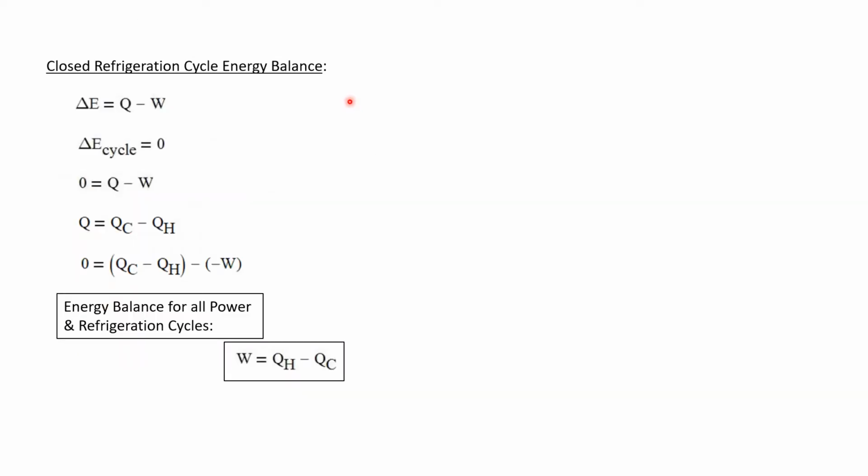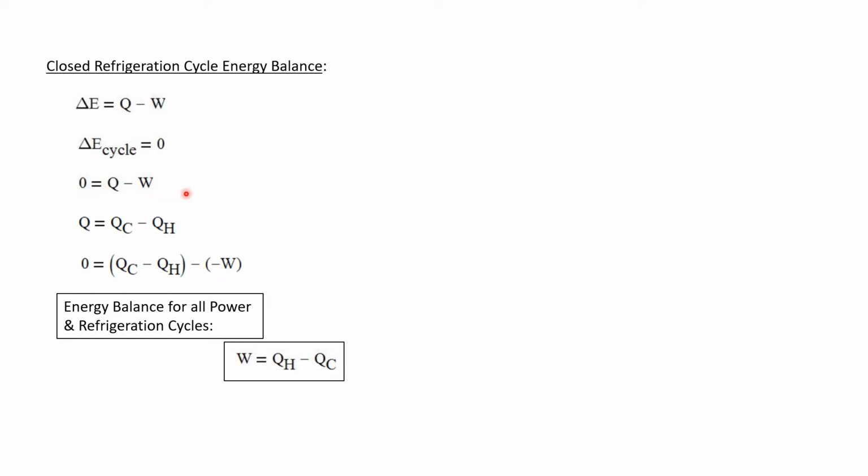Now let's look at a closed refrigeration cycle energy balance. We'll do this at first with just energies and not rates. We know that a closed system has an energy balance of delta E is Q minus W. And delta E for any cycle is 0. And so we have 0 is Q minus W.